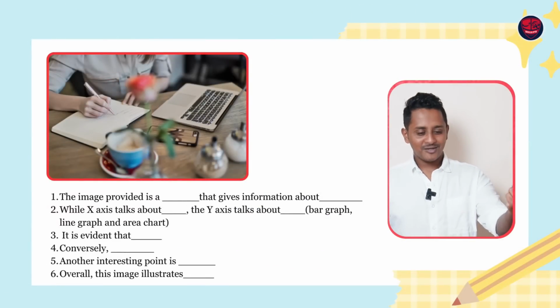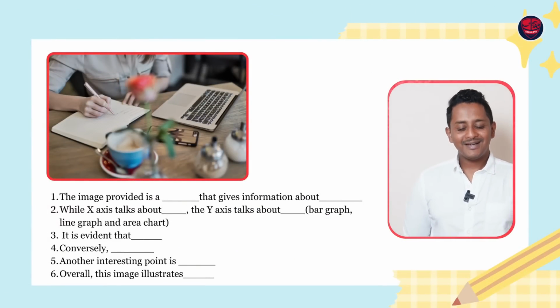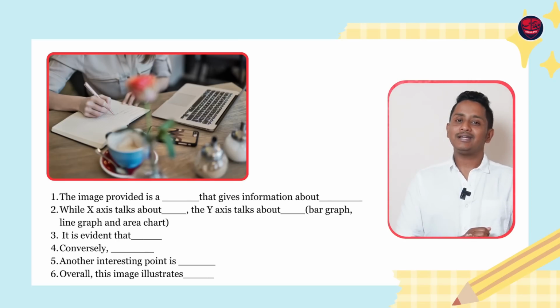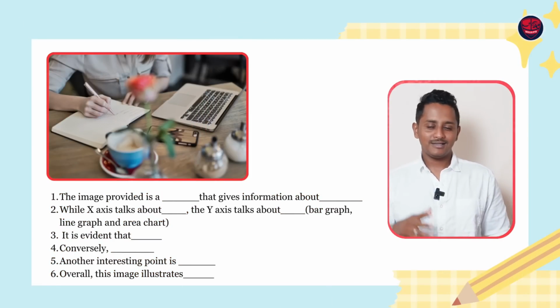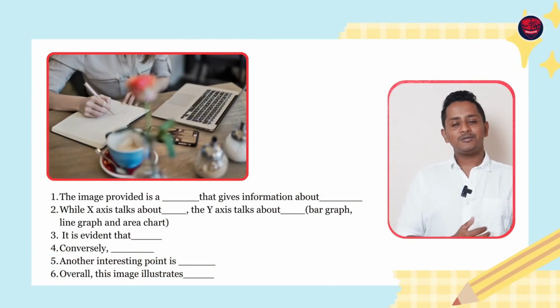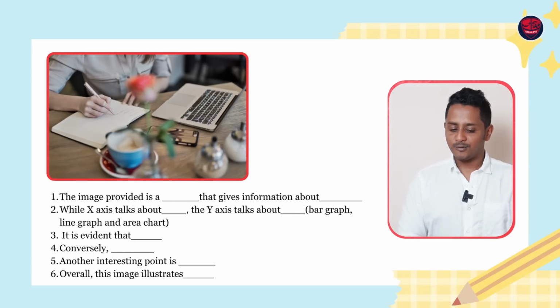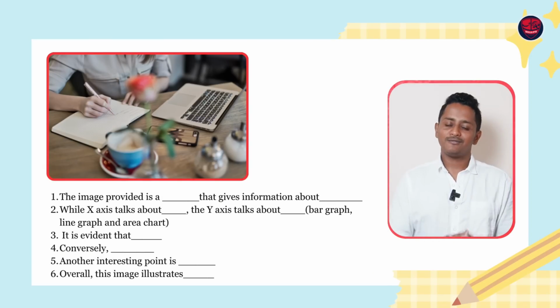The image provided is a picture that gives information about a lady writing a diary in front of a laptop. It is evident that she's writing a diary about what has happened on that particular day. Conversely, she has a coffee cup in the blue color, which says that she still has some coffee left, and it also indicates that she needs coffee while she writes a diary. Another interesting point is there is a laptop right in front of her, which means that she has written already in the laptop and seems like she's transferring the data from the laptop into the diary using a pen. Overall, this image illustrates a lady writing a diary by transferring the data from the laptop.